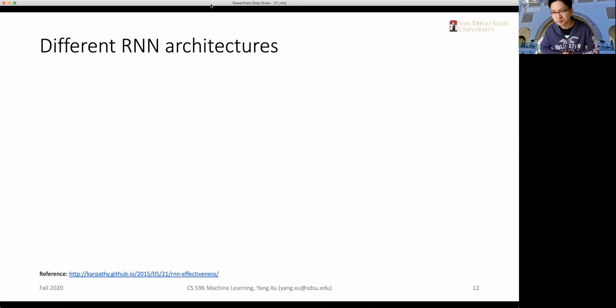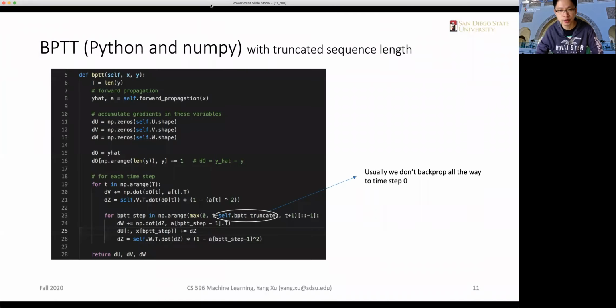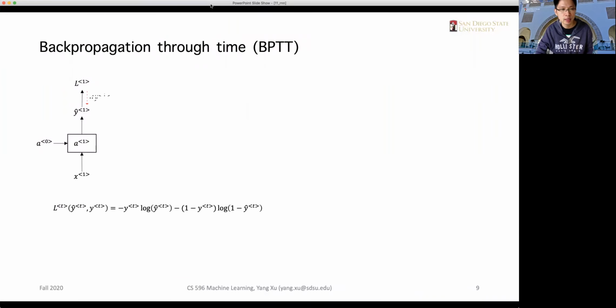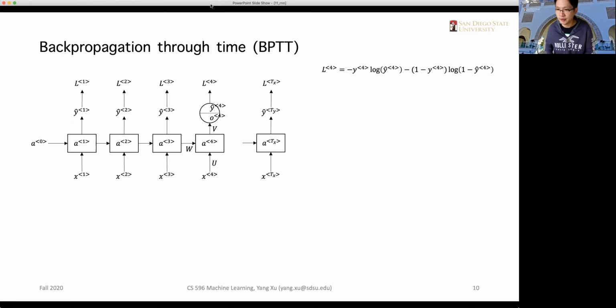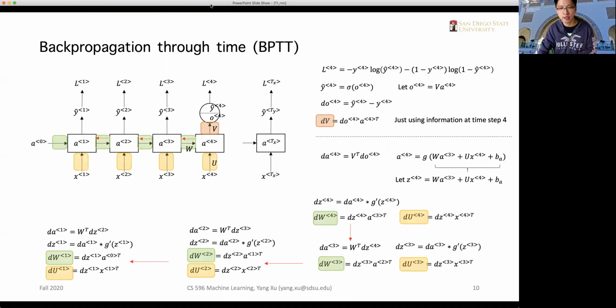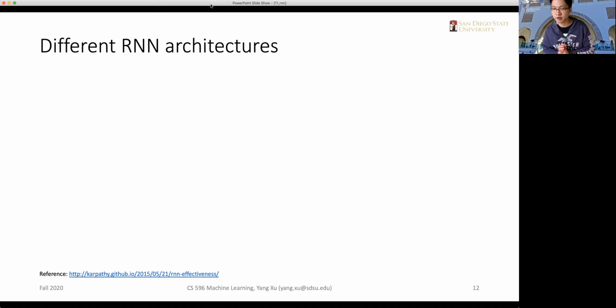So we have already used the example of named entity recognition, in which we need an output for each time step. So this is a very typical many-to-many architecture. We have many elements in the input, so the input is a sequence and the output is also a sequence. That's the so-called many-to-many architecture. And we're going to see several other types of architectures.